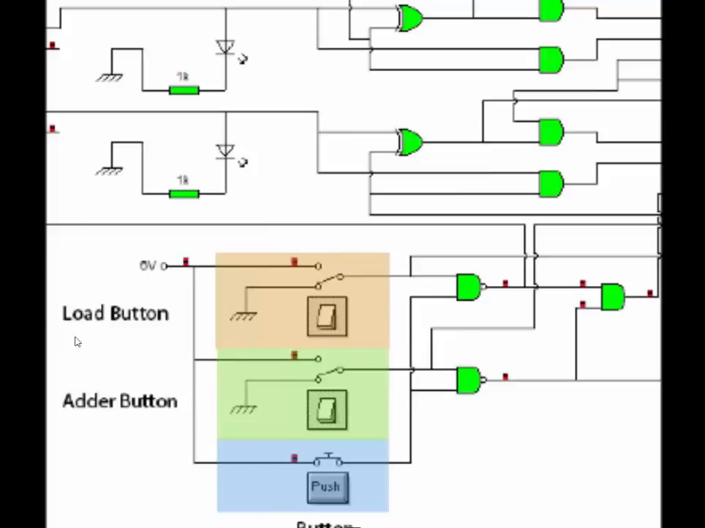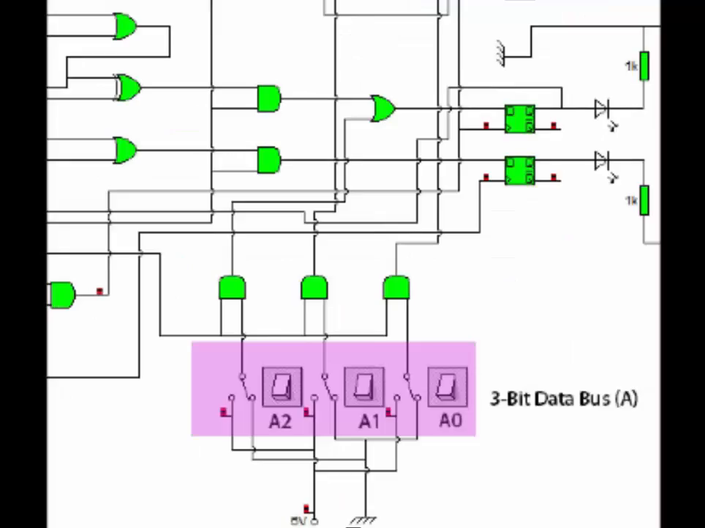The load button, indicated with the orange highlighter, is a button that when pressed loads the inputs that are set in the two inputs. The add button, which is indicated with the green highlight, is the function that adds those two inputs together. So if we had a 1 and a 1 and we press the add button, it would output a 2. And the push button, which is indicated with the blue, is the trigger of the add and the load buttons.